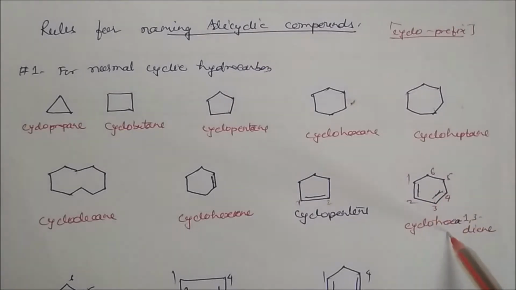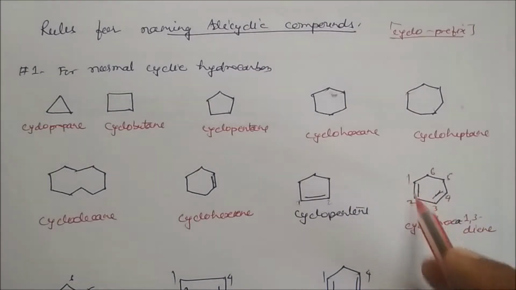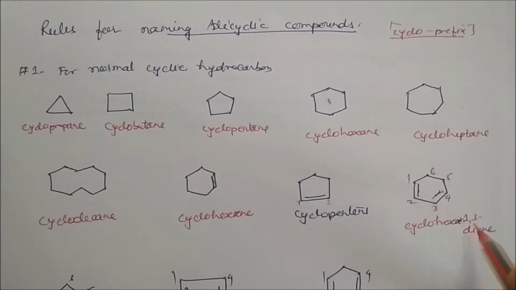We use the term cyclohex... It is cyclohexa-1,3-diene. So it's one carbon, double bond. This is hexane, so 1,3-diene.